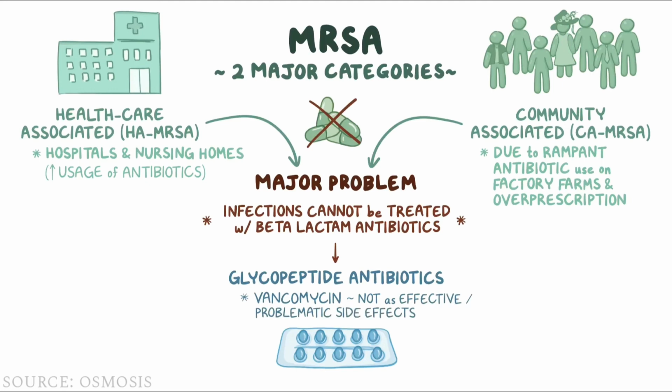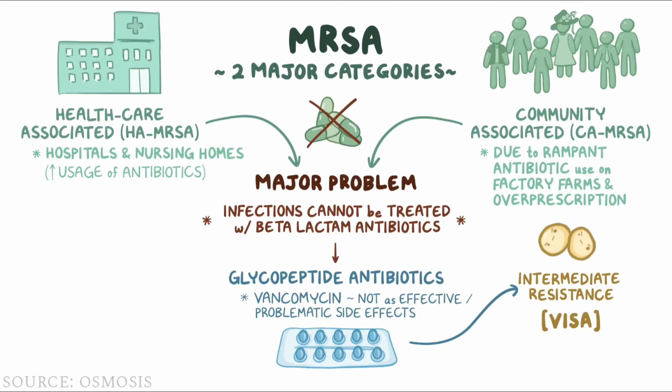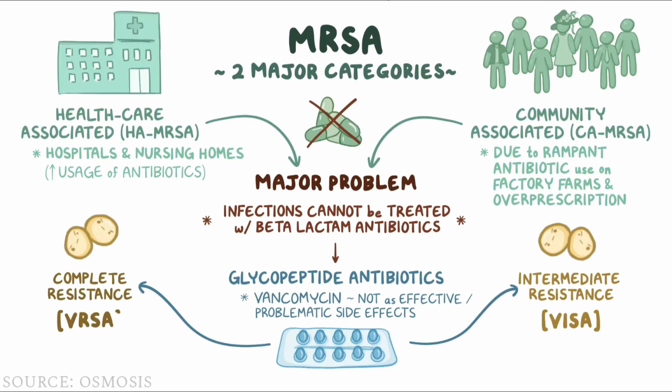To make matters worse, some Staph aureus strains have developed intermediate resistance to vancomycin, and they're called vancomycin intermediate Staph aureus, or VISA for short, which is not the type of VISA anyone wants to get. The strains with complete resistance are called vancomycin resistant Staph aureus, or VRSA. The search is on for new antibiotics and vaccines to prevent Staph aureus infections, but the overuse of antibiotics makes rapid resistance an ongoing problem.